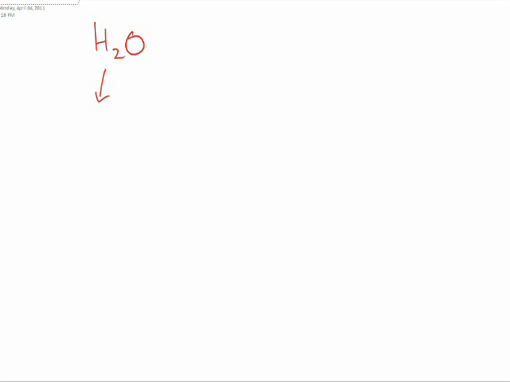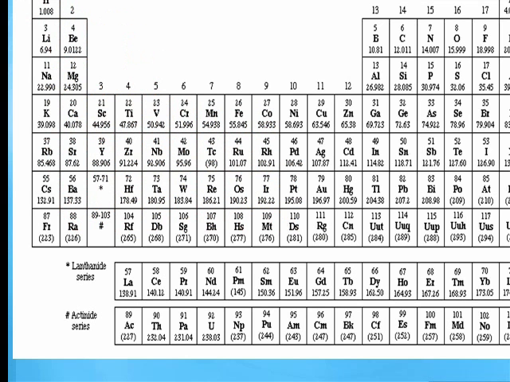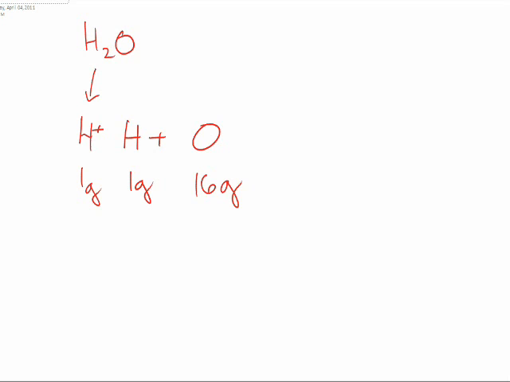We have 2 hydrogens here. What's the mass of 1 hydrogen? It's 1. So hydrogen has the mass of 1 gram per mole, and another one is 1 gram. And oxygen is going to be 16 grams. So we can see that here: oxygen is 16, hydrogen is 1. So the molar mass is going to be 1 plus 1 plus 16. So that's 18 grams for H2O. So that's the molar mass of water.